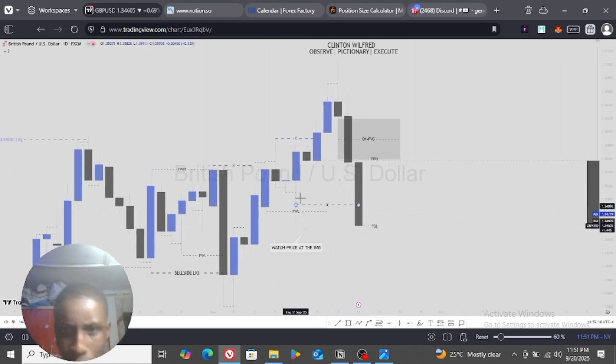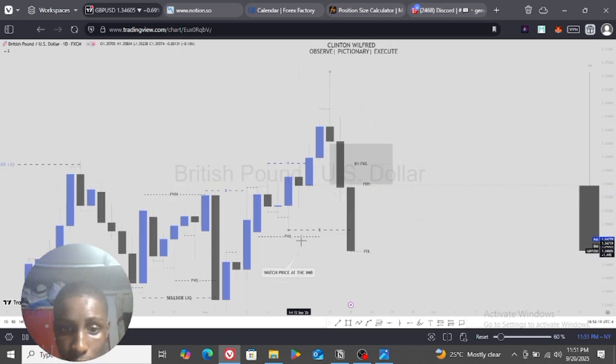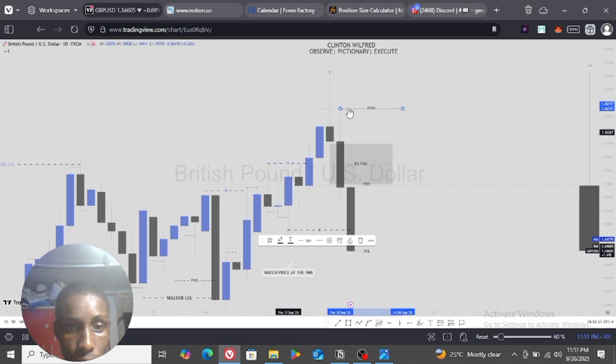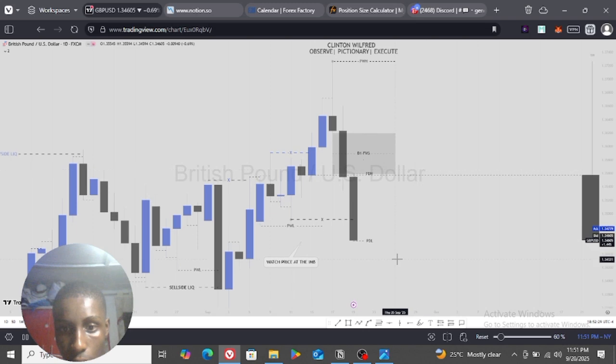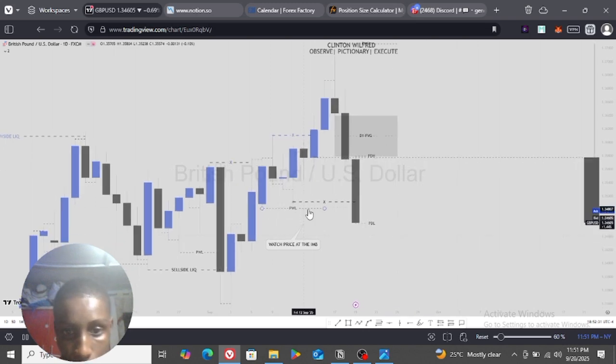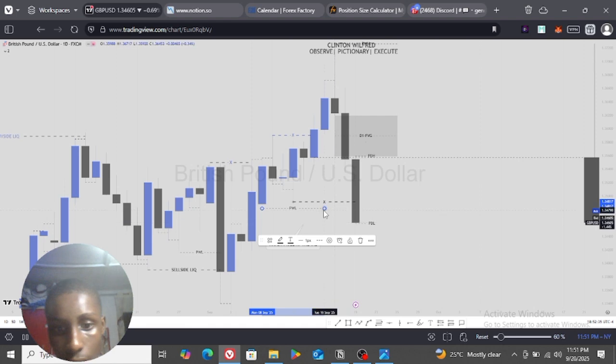As well as we took sell side liquidity, we also took our previous week lows. So our previous week low is on Friday and our previous week high is on Wednesday. This is on GBP USD, previous week high. So I'm bearish for next week. We took our previous week lows as well as this sell side liquidity.